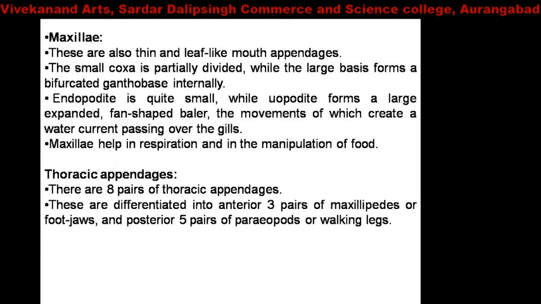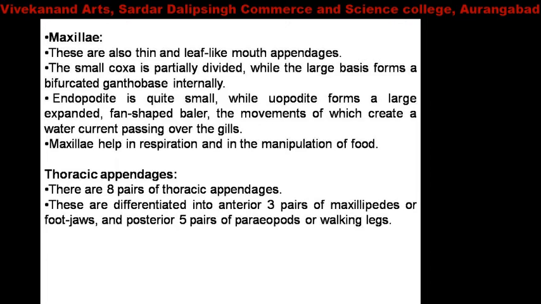So this is all about the cephalic appendages. Now, thoracic appendages are having 8 pairs. 5 pairs are in the cephalic region and the 8 pairs are thoracic appendages. And all of 8 plus 5, 13 segments are cephalothoracic appendages.